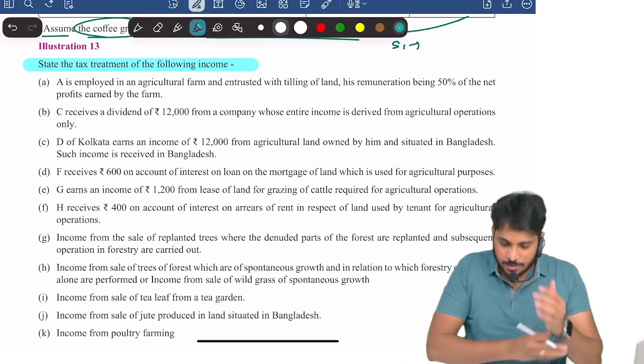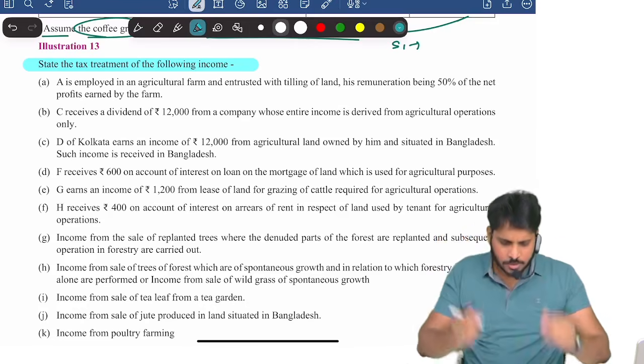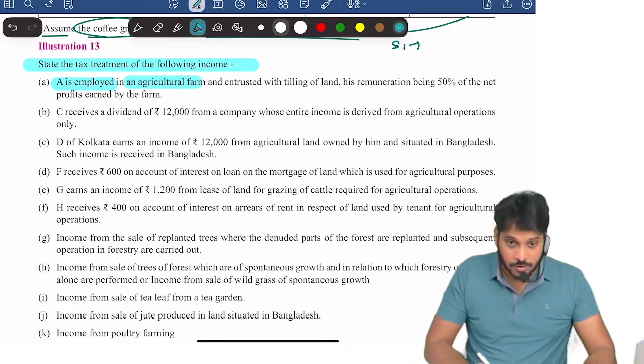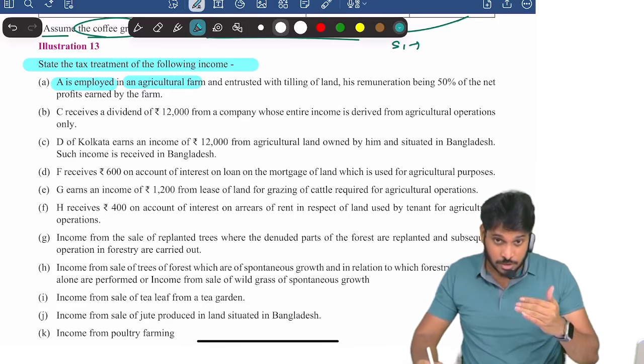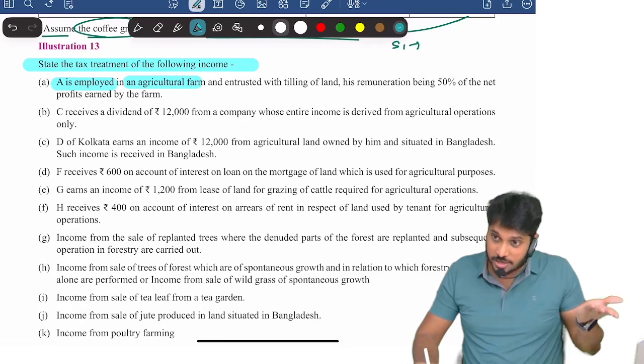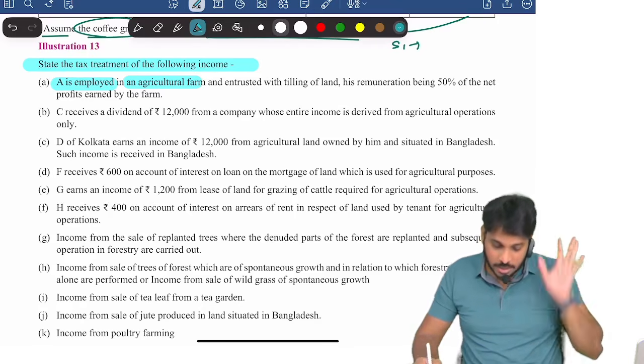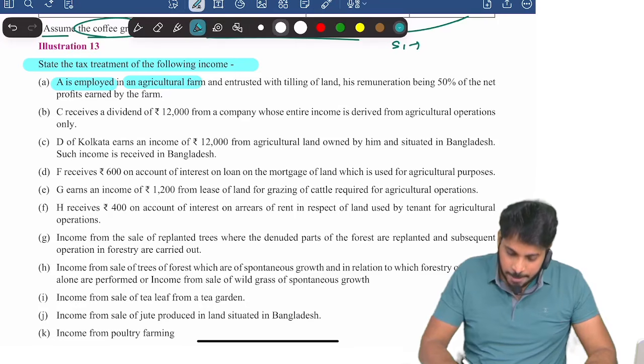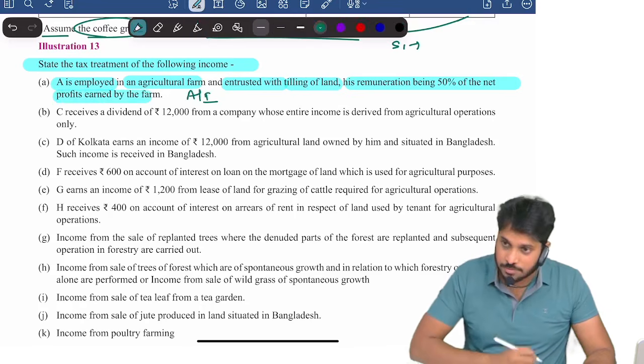State the tax treatment for the following. A is employed in an agriculture farm. Especially these points are very useful for CA students, because this kind of discussion is not there in CA. A is employed in an agriculture farm and entrusted with the tilling of land, his remuneration being 50% of the net profits earned by him. What is the treatment? It is an agriculture income.